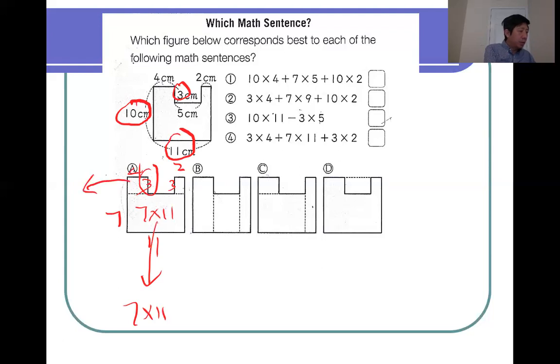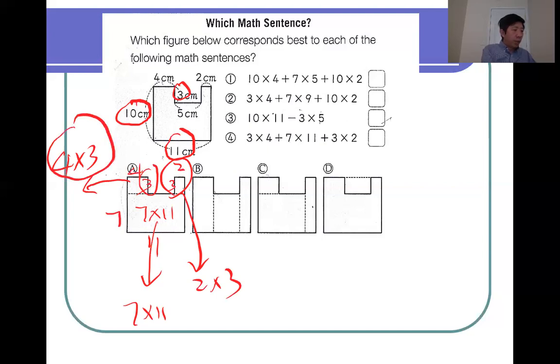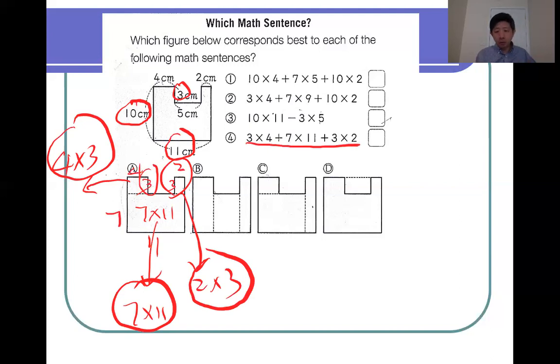And this is 4 times 3. And this one is 2 times 3. So which one has 4 times 3 or 3 times 4 plus 7 times 11 plus 2 times 3? Oh, we got this one. So A is right here. Does that make sense to you? That's A. All right. You can do the similar way to find the others.